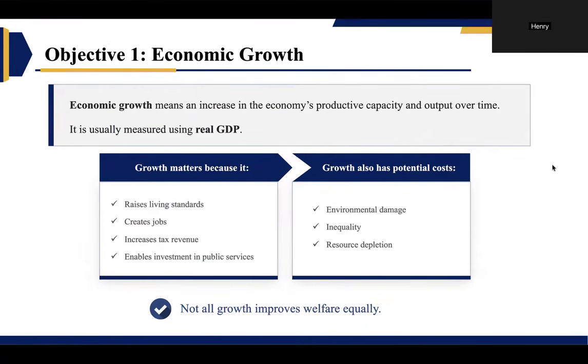The first major objective is economic growth. Economic growth means an increase in the economy's output over time. It is usually measured using real GDP. Why does growth matter? Because it raises living standards, creates jobs, increases tax revenue, and allows governments to invest in public services. But growth is not always perfect. It can also create problems like environmental damage, rising inequality, and resource depletion. So, an important question is, does all growth actually improve people's lives?